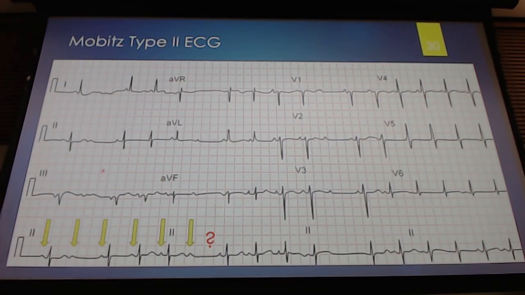So here we have a Mobitz type 2. PR interval is normal. Okay, so P, QRS, we have our T, and then we have another something after that. Again, if we're thinking about is this a U wave? First of all, I want you to think about U waves as pretty darn rare. U waves are pretty rare to be seen. Certainly, if you think it is, you've got to get some electrolytes on these patients.